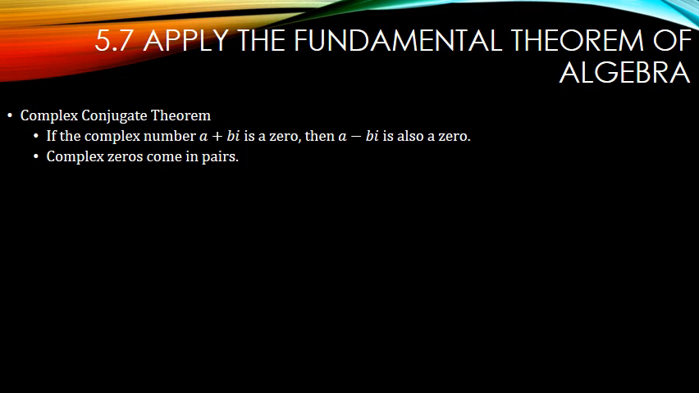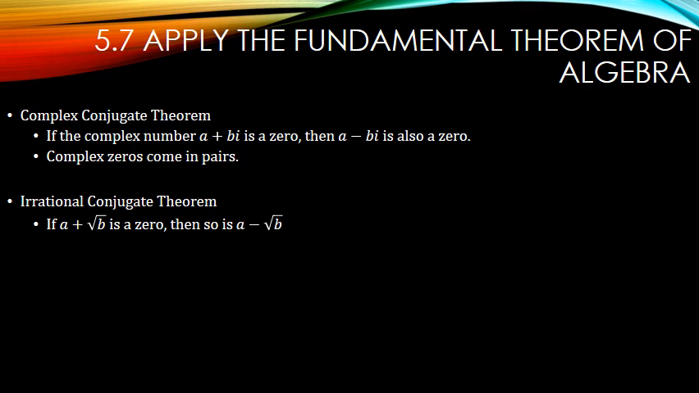There's another theorem for today, the complex conjugate theorem. It says if the complex number a plus bi is a 0, then a minus bi is also a 0. So that's saying that complex zeros always come in pairs. Your rational conjugate theorem, same thing, but with square roots. If a plus square root of b is a 0, then a minus square root of b is a 0.